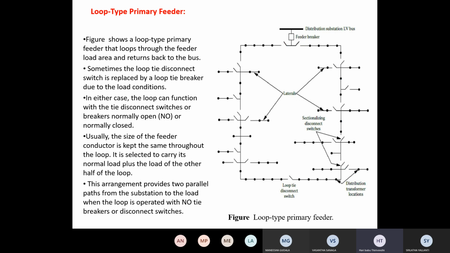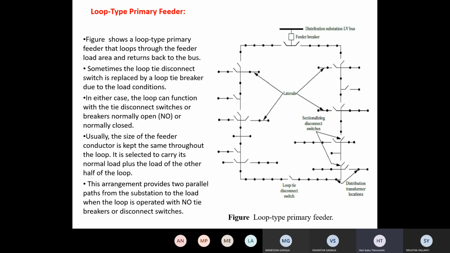And all the radial systems may suffer some loss of continuity of power supply, but compared to all the radial type primary feeders, the loop type primary feeder is the best one. That means, suppose look at the figure here. From the distribution substation the feeder starts like this and like this, and it comes back to the same point. That provides a loop.